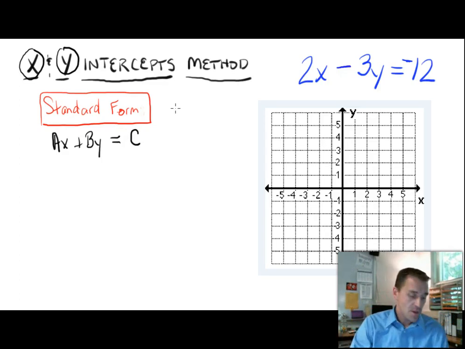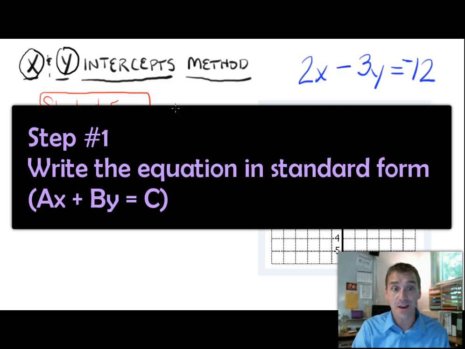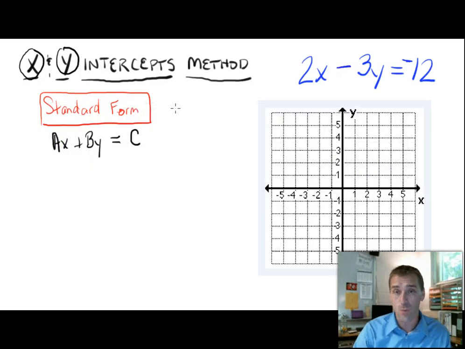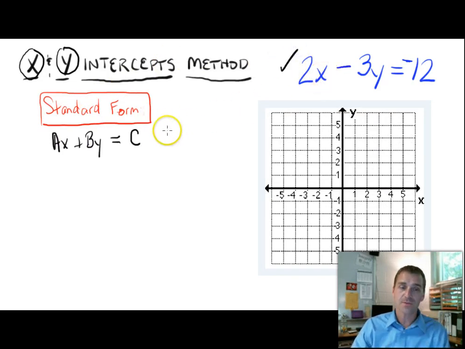Step number 1. If you're going to use this standard form x and y-intercept method, you need to make sure you write the equation in standard form. Now, again, sometimes it's already going to be given to you like that, like this one already is. So this step number 1 is already done. Here comes step number 2.